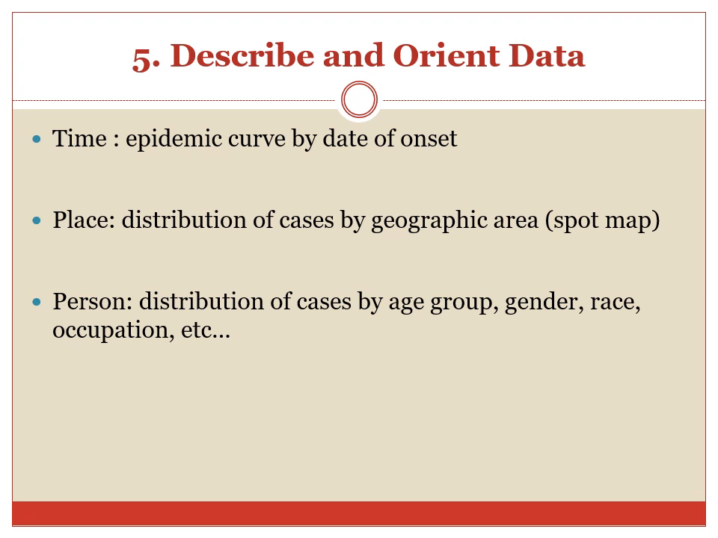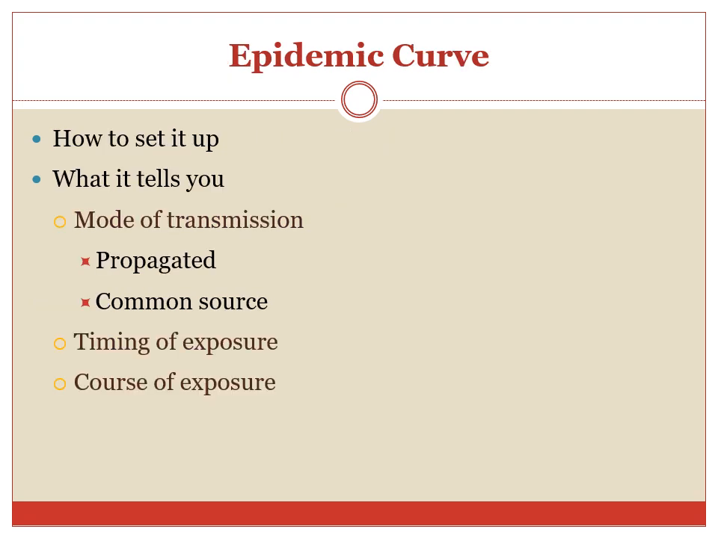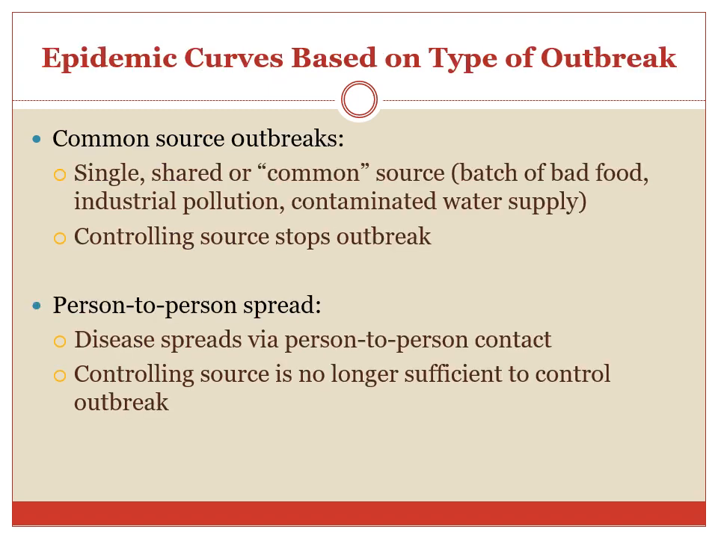So let's talk more about the epidemic curve: how to set it up, what it tells you, the timing of exposure and the course of exposure. So basically, there are several modes of transmission. It could be a common source transmission or a propagated transmission. So let's look at each one of them.